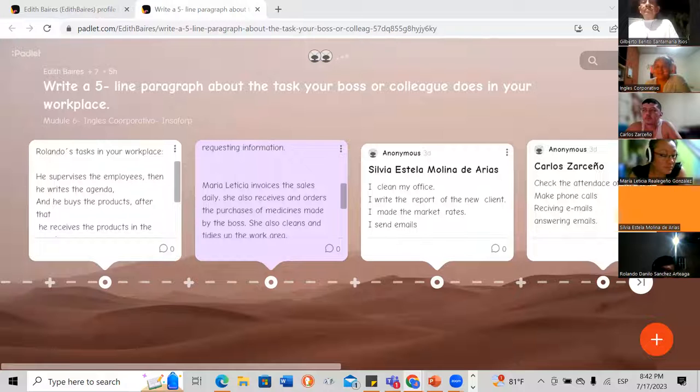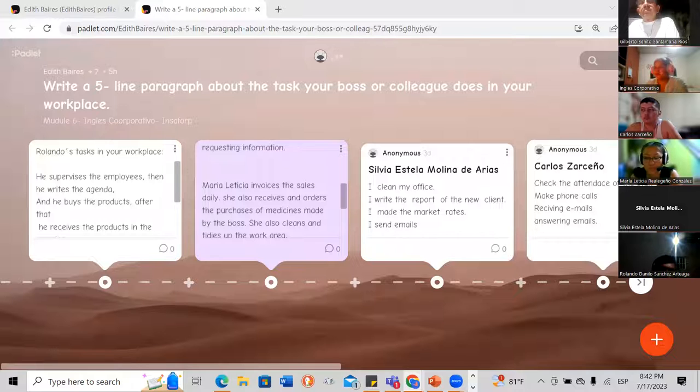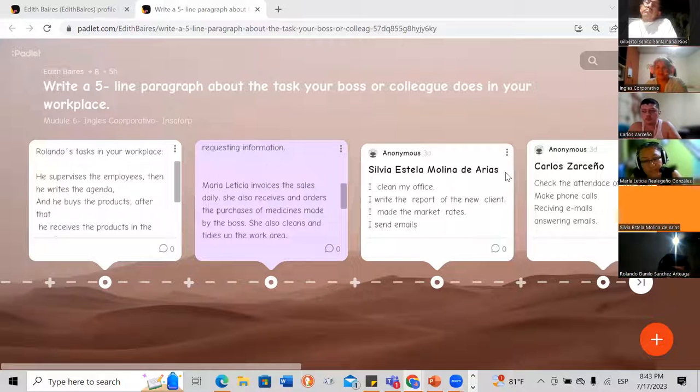To send someone an invoice. Document. It will be better if you said documenta. Yes, it is a verb too. Es un verbo también, but it is not for that idea of facturar, okay? So you can say, she documents the sales daily. Okay. She documents sales daily.